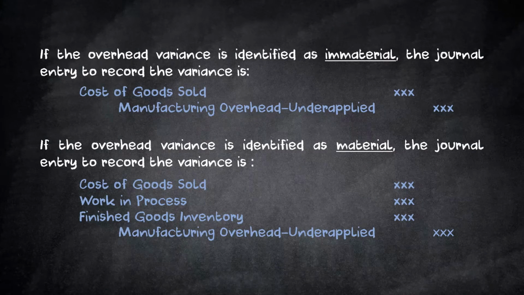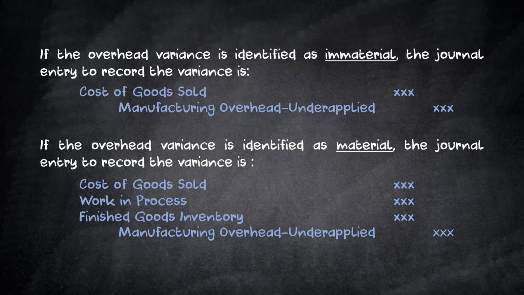So, the sample journal entry to record the variance is to credit the manufacturing overhead if under-applied and debit the cost of goods sold. How about again if over-applied? That's right. If over-applied, we debit the manufacturing overhead and credit the cost of goods sold.